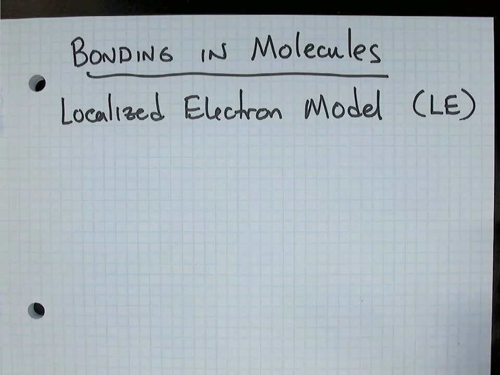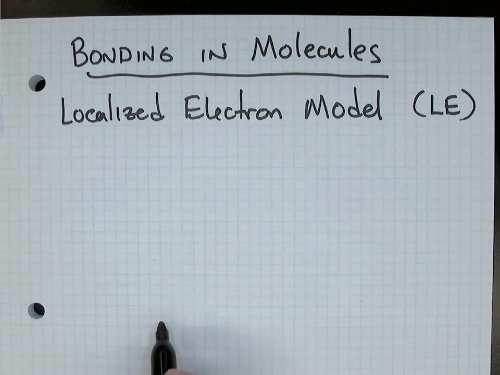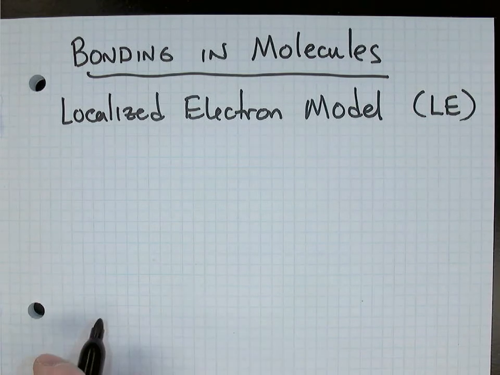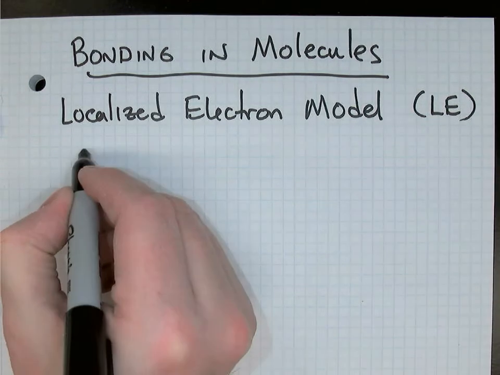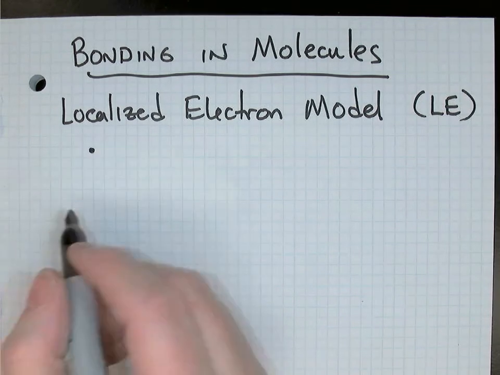A single bond is a shared pair of electrons, a double bond is two pairs of electrons being shared, and triple bonds are three pairs of electrons being shared. These are valence electrons within atoms, so we're going to focus on only the valence electrons as we go forward. There are three major subtopics in this model.